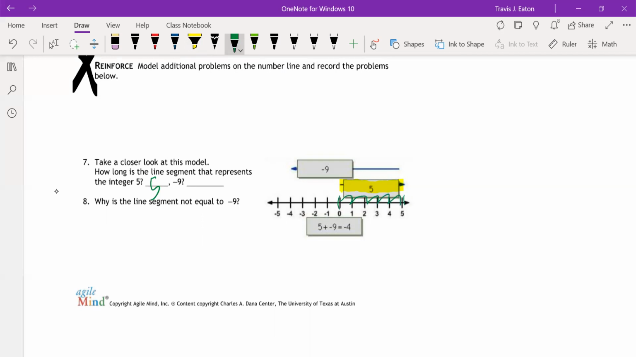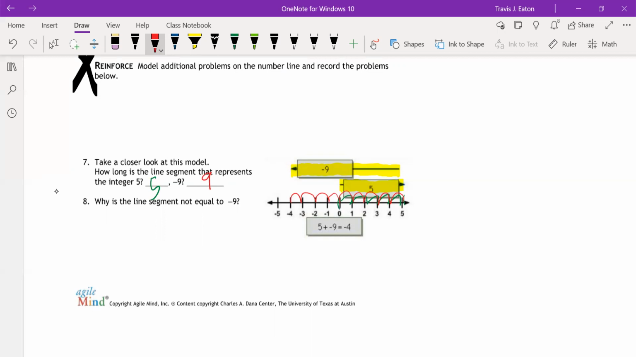Okay. But how long is the line segment that represents the -9 from here to here? How long is that line segment? Well, 1, 2, 3, 4, 5, 6, 7, 8, 9. So the line segment that represents -9, it's 9 units long. The one that represents the 5 is 5 units long. The one that represents -9 is 9 units long. Why isn't it -9 units long, right?